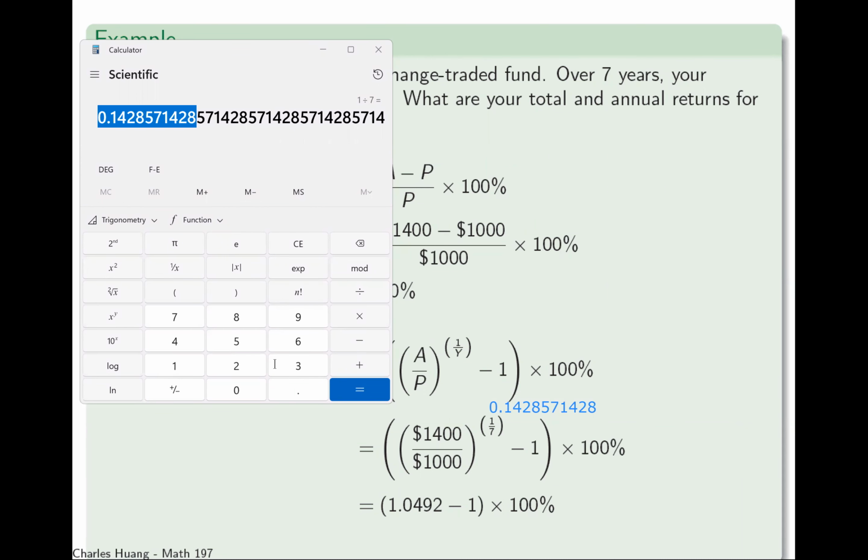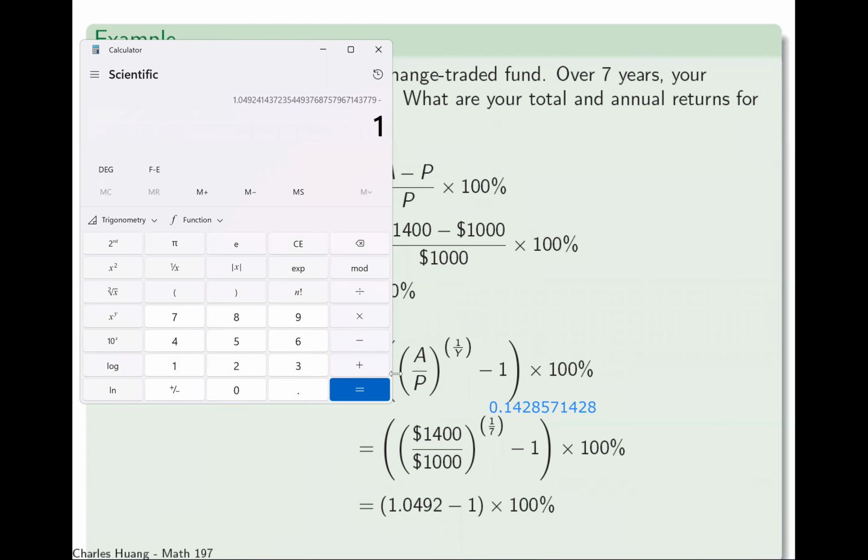So when I do my calculation, 1,400 divided by 1,000, I do that first. I get 1.4, and what we will do is we'll do 1.4 to the power of 0.142857. I'll just type everything in. So this is a number that we have, and we have to subtract it by 1.